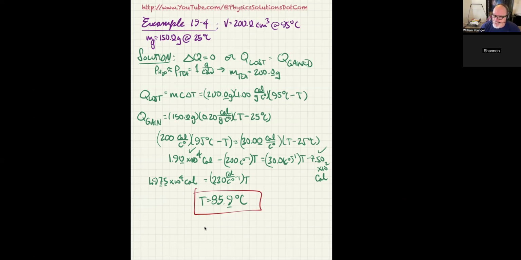But if you do want to use the summation of the Q's equals 0, then you have to keep the delta T's in the order of final minus initial, and you have to assign a sign to the latent heats as to whether it's gaining heat or losing heat in those equations. So keep that in mind.